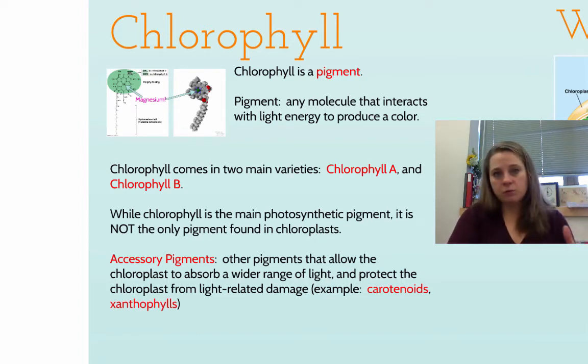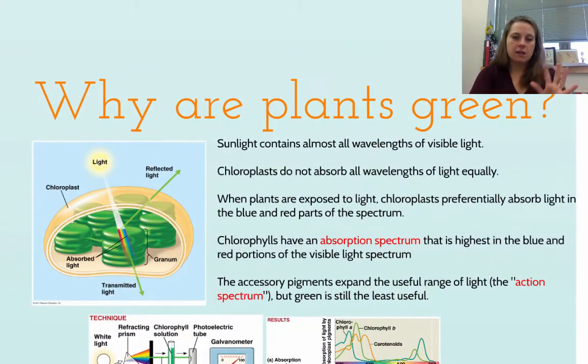These can help to absorb wider ranges of the visible light spectrum, and they help to protect the chloroplast from damaging light as well. So we're trying to keep things happy. So why are plants green? Sunlight comes in, and the chlorophyll in the chloroplasts are going to absorb pretty much all the wavelengths of light except, you guessed it, green. Okay, so they're going to bounce that back.